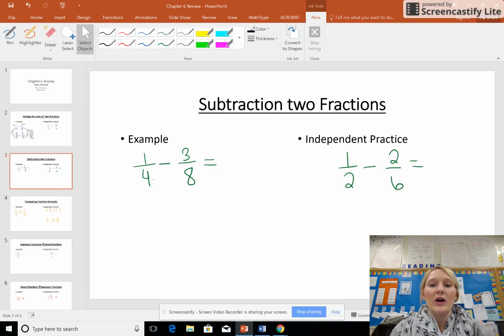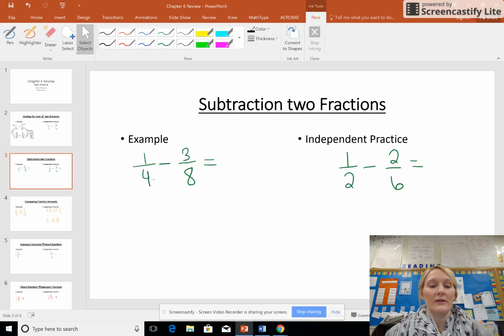Okay, subtracting two fractions. And if you need to pause the video to try the independent practice, that's fine if I'm moving too fast. But we're going on to subtracting two fractions now. Same idea, you still need to find a common denominator, except you need to make sure that when you're subtracting fractions, the larger fractional amount goes first. So you need to decide, is 1/4 or 3/8 larger?